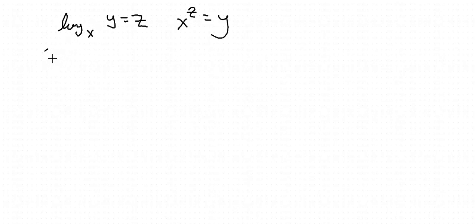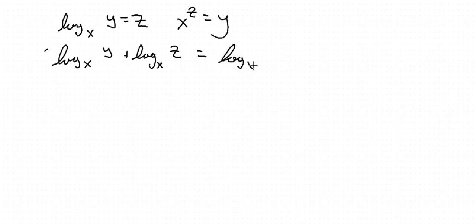Our next rule is that if I have two logs with the same base, so I'm going to call this y and then plus log x and this is z, then I can write them together by just multiplying them together. Because when you add exponents, you multiply the numbers, right? So it's the same rule. So I'm going to write this all in one by just multiplying z and y together. So that's how you can condense two logs into one.